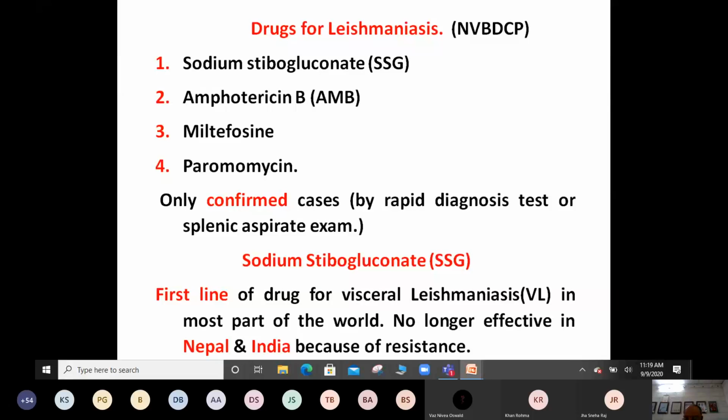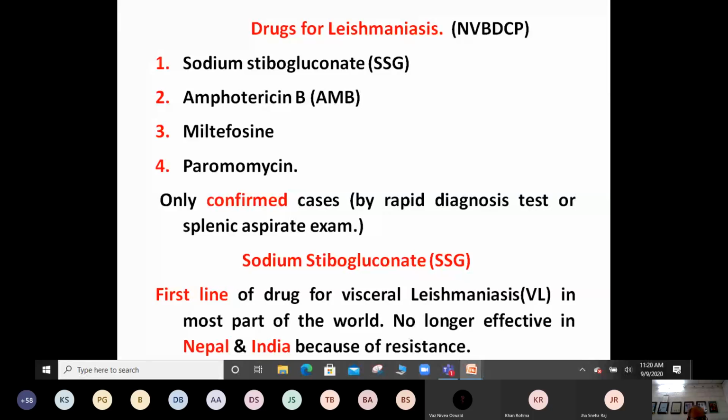Today's topic is the treatment of Leishmaniasis. I hope you have studied the life cycle of Leishmania in your parasitology class. As you know, this is the result of the bite of the sandfly. Part of its life cycle takes place in the sandfly, then part of it is in the human host. In the human, the parasite is intracellular, inside the macrophages, and they are called amastigotes.